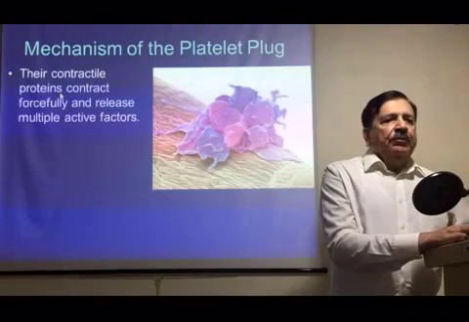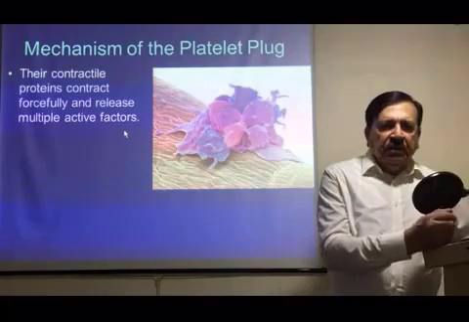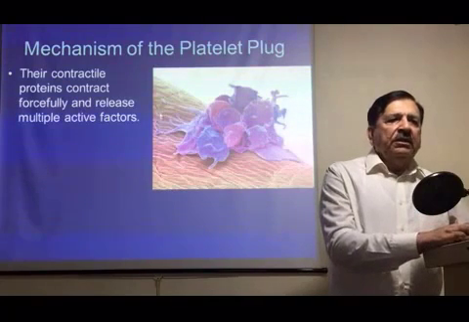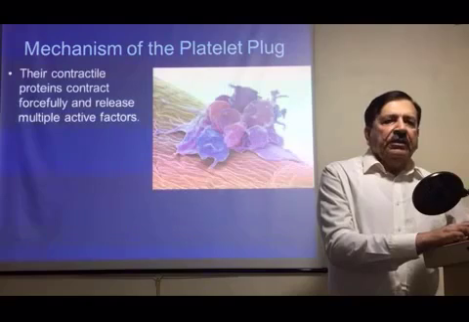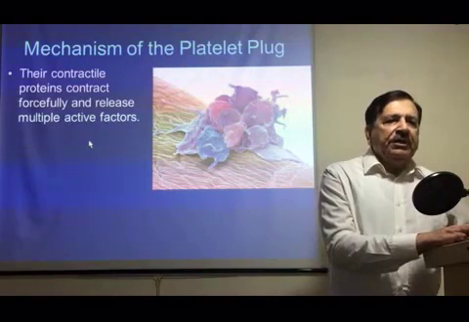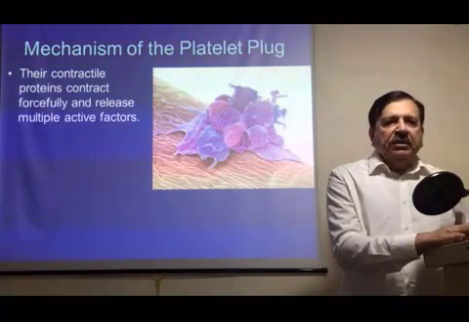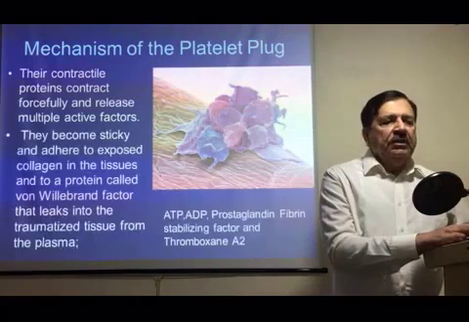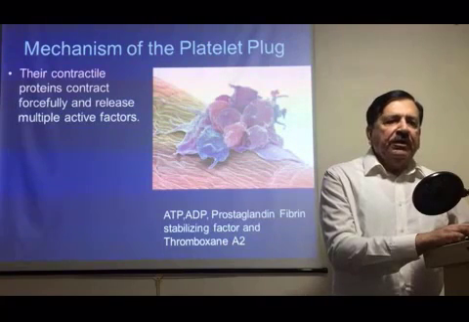The contractile proteins contract forcefully and release multiple active factors. When the platelet attaches to the collagen of the blood vessel, contraction occurs in the platelet. As I told you, it contains actin and myosin, which cause contraction of the platelet, and by this contraction the platelet releases its multiple active factors. As we discussed, they are present in the alpha granules and the delta or dense granules. These substances are ATP, ADP, prostaglandin, fibrinogen, stabilizing factor, and thromboxane A2.